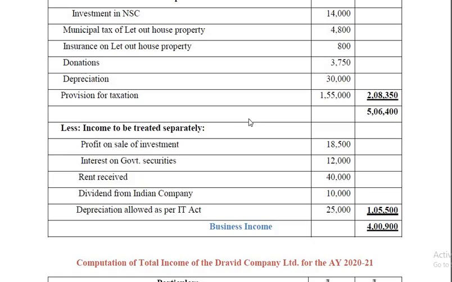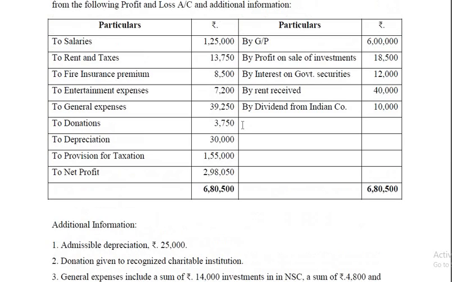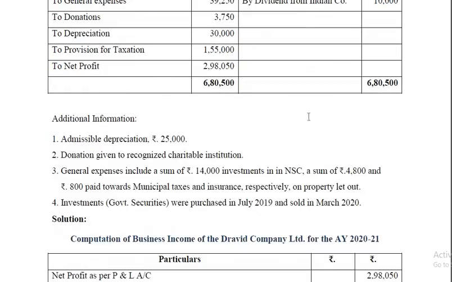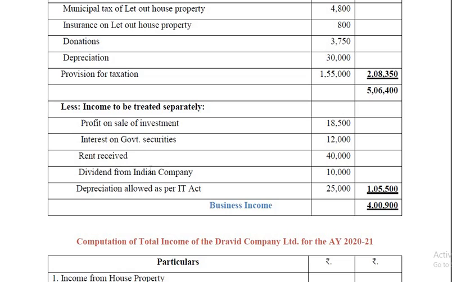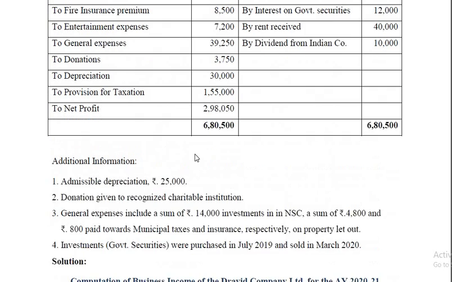Now, income to be treated separately. That means these are all the items which are related to other heads of income. So all these are to be deducted. They are not relating to business income. So, income to be treated separately. Profit on sale of investment 18,500. So that is this one.